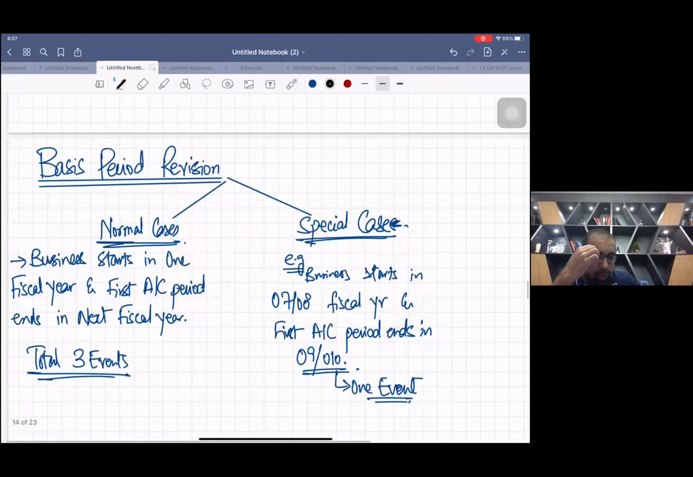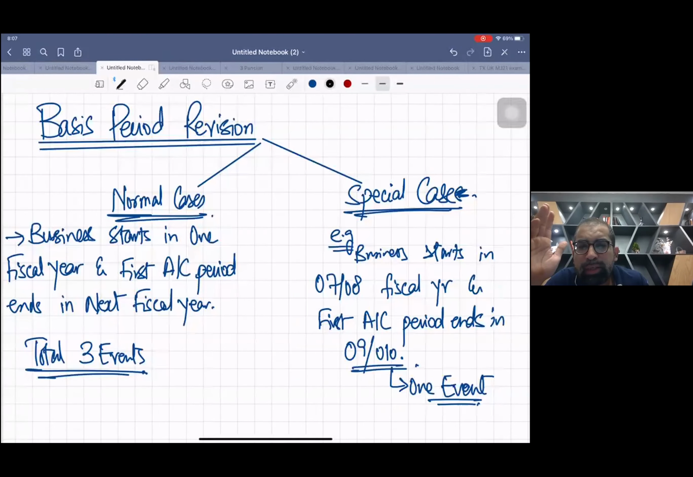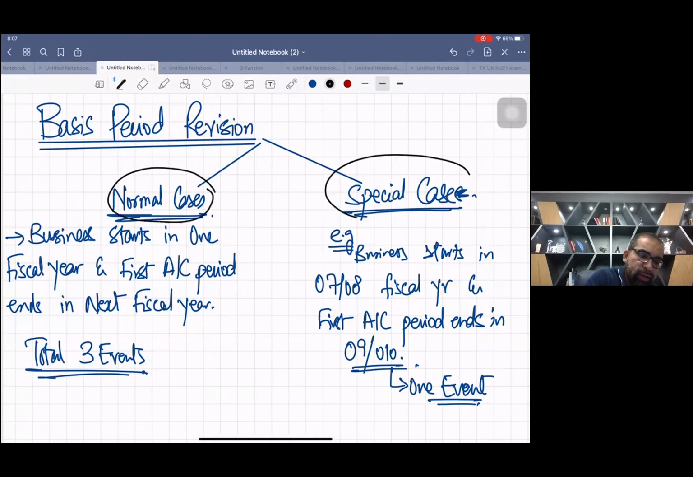Next. Now I'm going to give you a very short, quick revision of basis period, in my own style. From my point of view, for basis period opening year rules, there are two heads. The first head I have written is normal cases, and the second is the special case. What is the special case? First, let me tell you what the special case is.